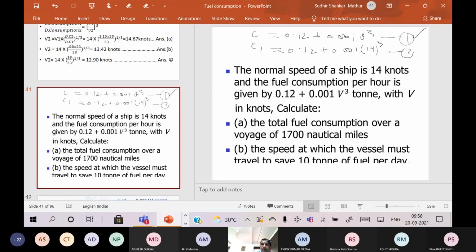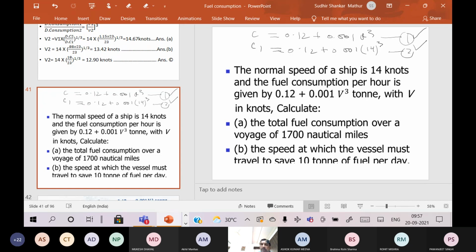And if I want to, so fuel consumption over a voyage of 1700 nautical miles, we can calculate because the speed is known to us and the per hour consumption is known to us. So we can calculate part A simply from using this equation where V is 14 knots. Correct. So part A has no problem at all.